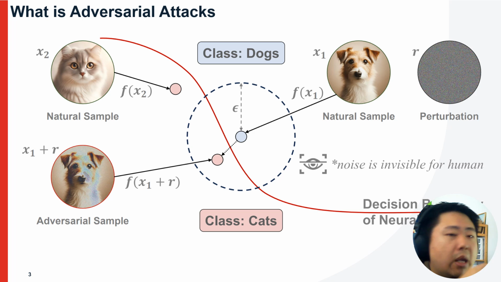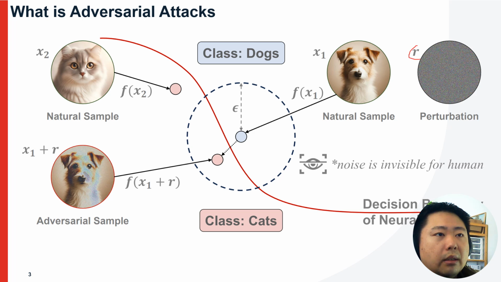Now we can look at this picture. First, F is the model, and we can have different inputs like x1, x2, and x1 plus r. The x1, as a human you can see, is a dog, and x2 is a cat, right? And the r here, okay, wait a moment.